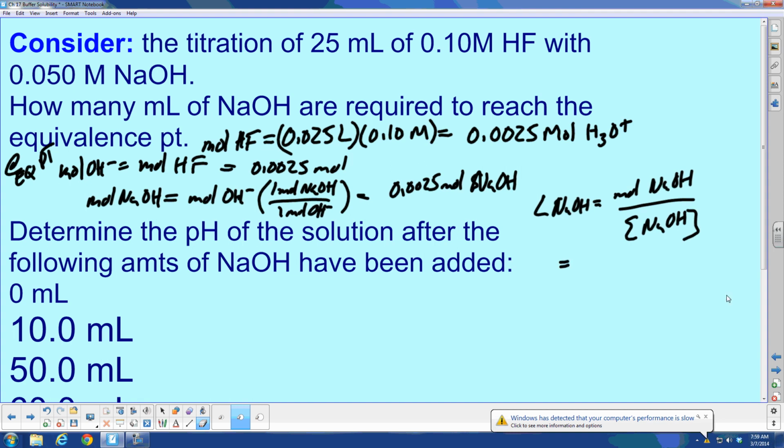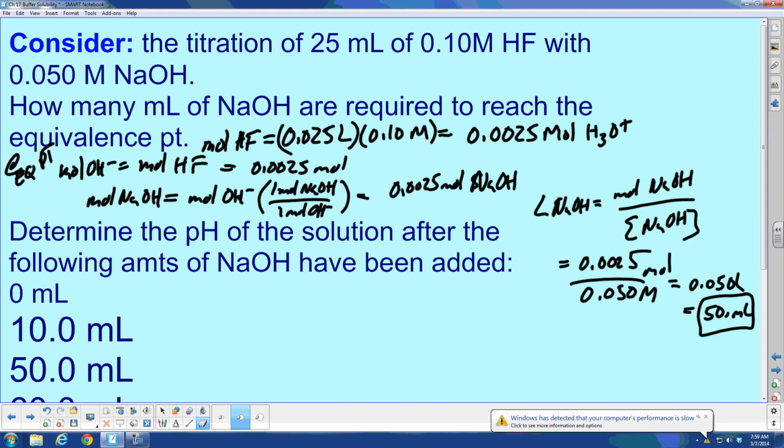So this will be equal to 0.0025 divided by, what's that concentration? 0.050 molar. And when you run this number out, you get 0.050 liters, which is equal to 50 milliliters. Great. Okay, we've taken care of the first question. Now, let's go to the next.